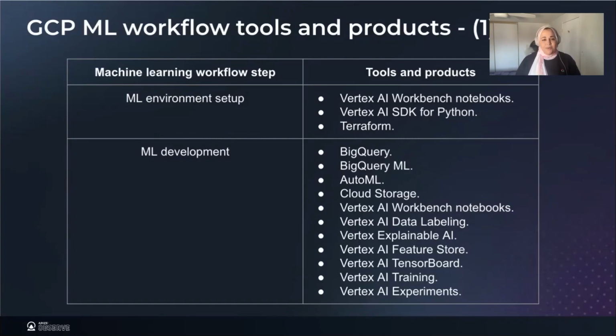For Vertex AI, you will see multiple other tools for ML development, like data labeling, Explainable AI, AI Feature Store, TensorBoard, training, and experiments. However, because we have limited time, we will not discuss them in detail. I have referenced all of them from the official documentation, so if you are interested in learning more about them, feel free to check them out. Okay, so let's start with BigQuery.